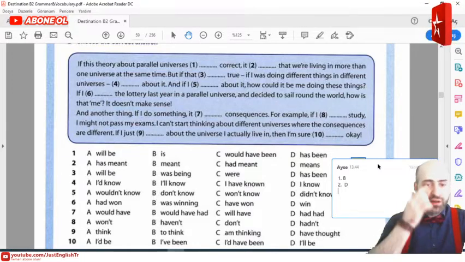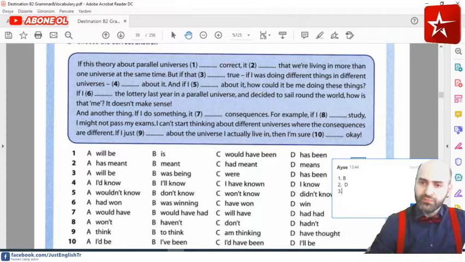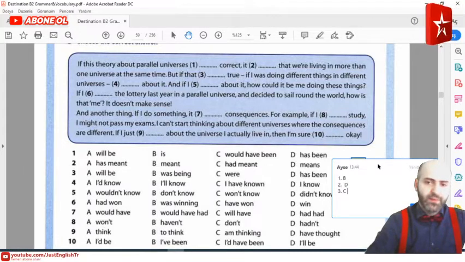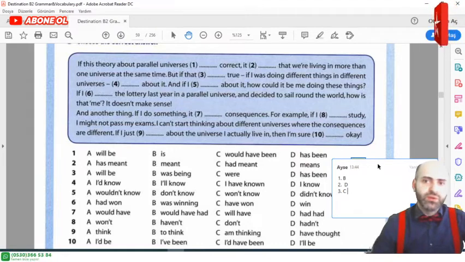Machinist man is correct in this situation. For number 3, we would use, of course, C, because if you see, the sentence continues, if I was doing.